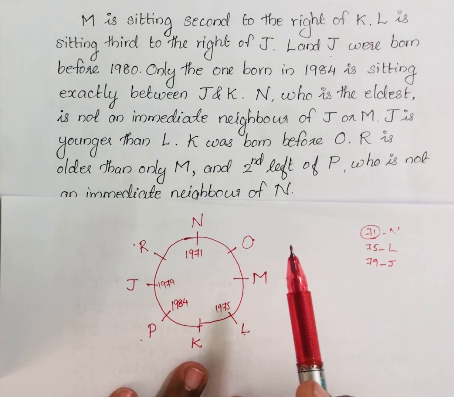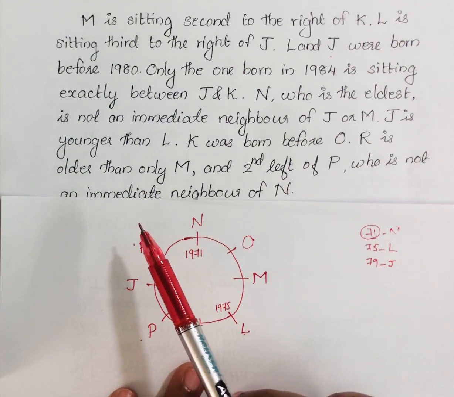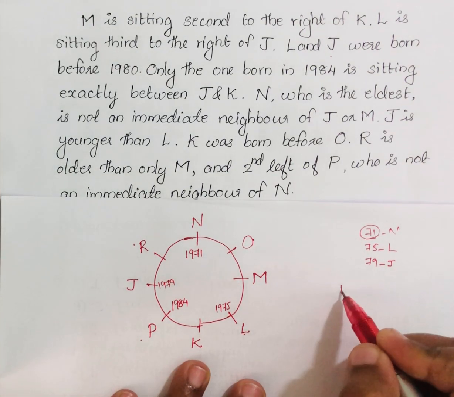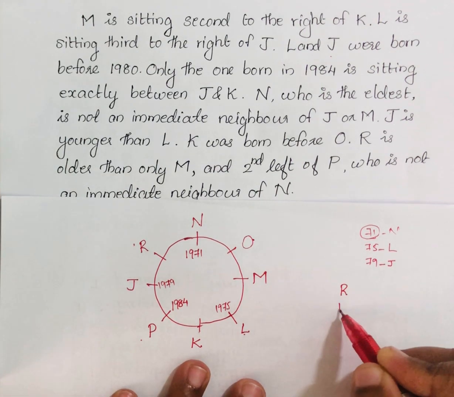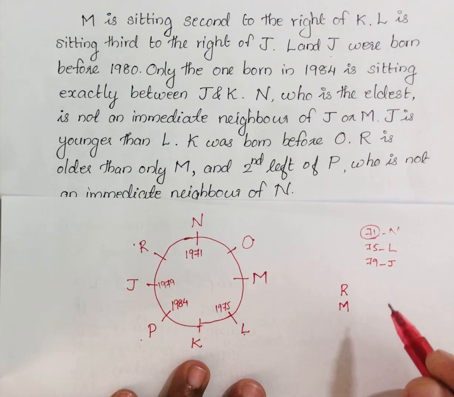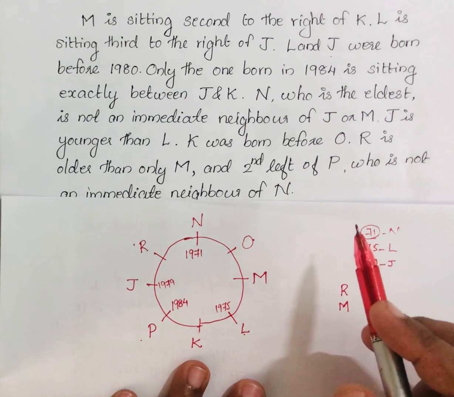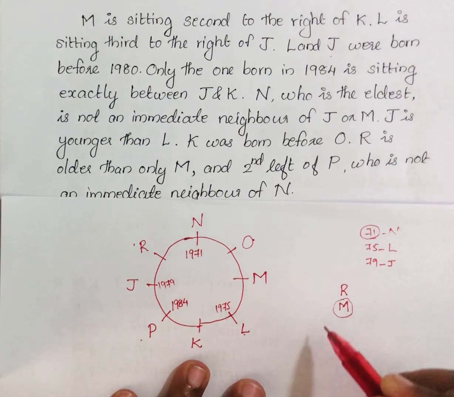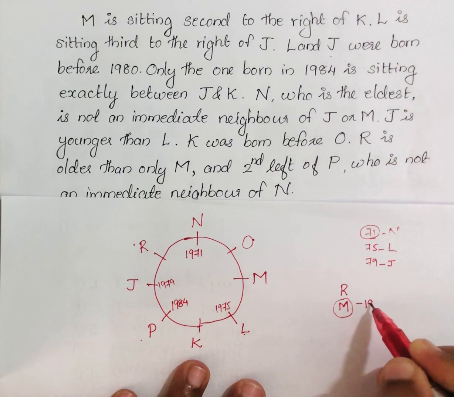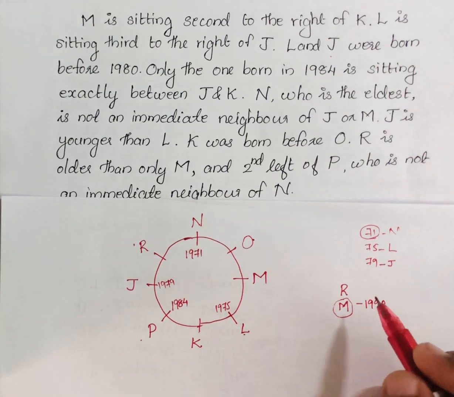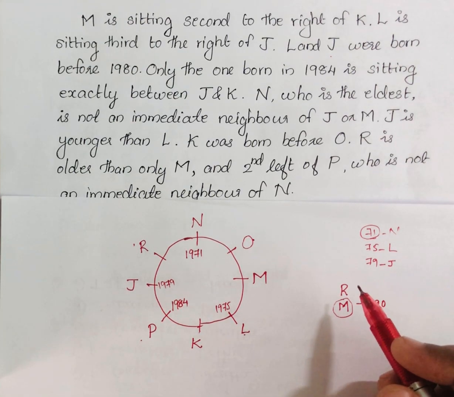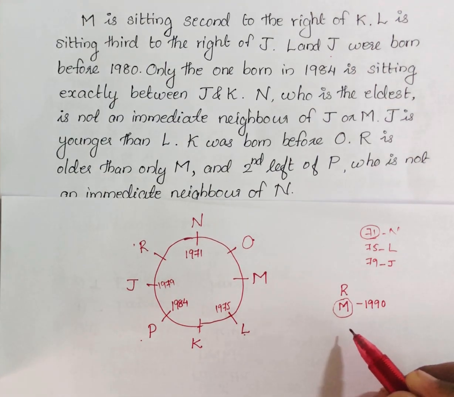Then one condition was there. It is given R is older than only M. R is older than only M means R is the only person older than M. That is, M is the youngest person. Otherwise, if M is not the youngest person, then there will be more than one person below R.